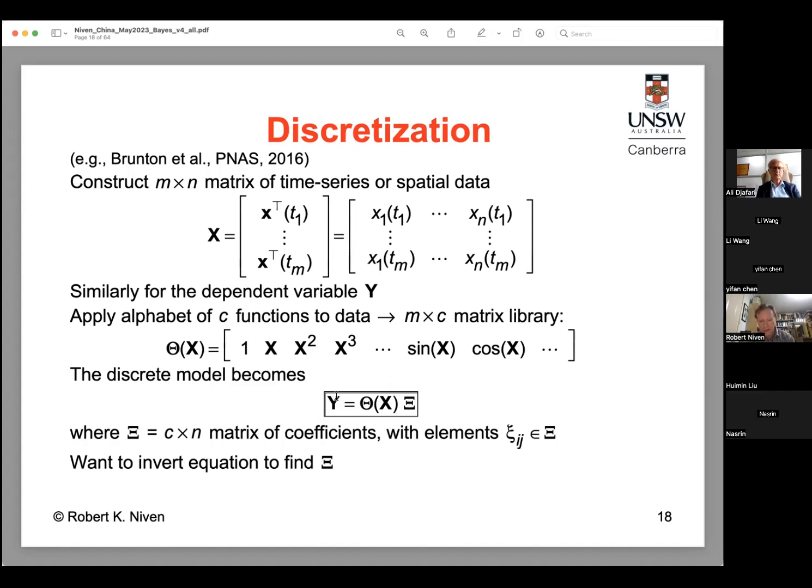So we now have a discretized functional form of our system, where we have our functions applied to the data in this theta here. We have our dependent variable y on the left-hand side. And so the theta is multiplied by either a vector or a matrix of coefficients, and we're trying to determine the values of those coefficients psi. So we're trying to invert this equation to find psi.